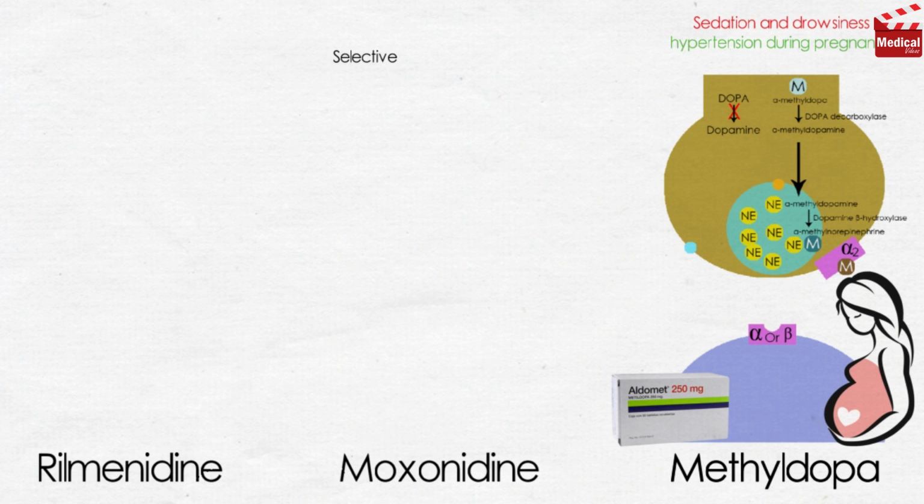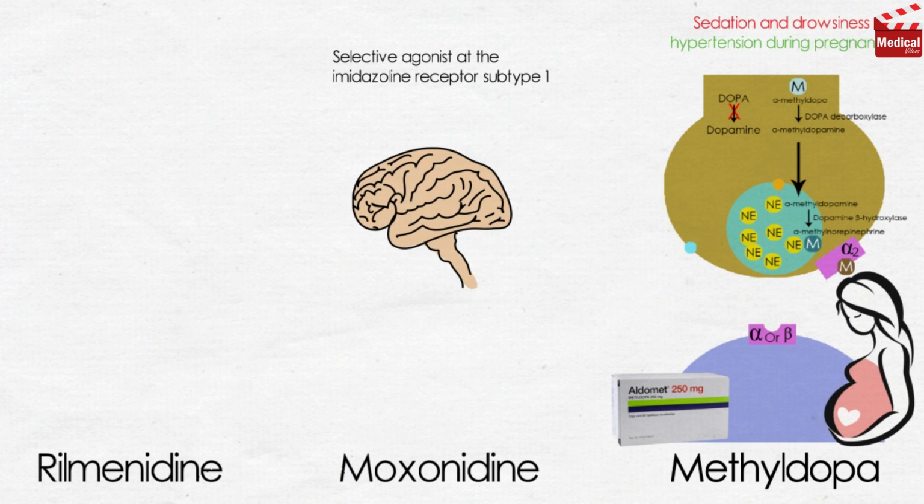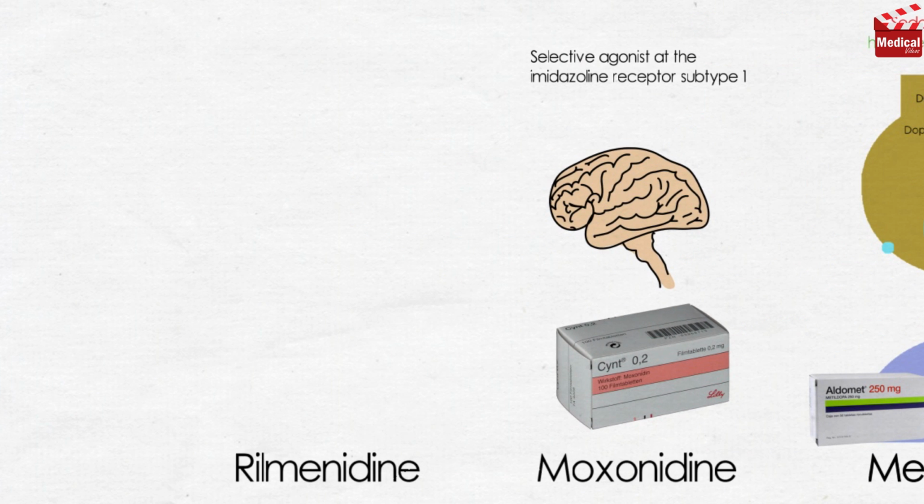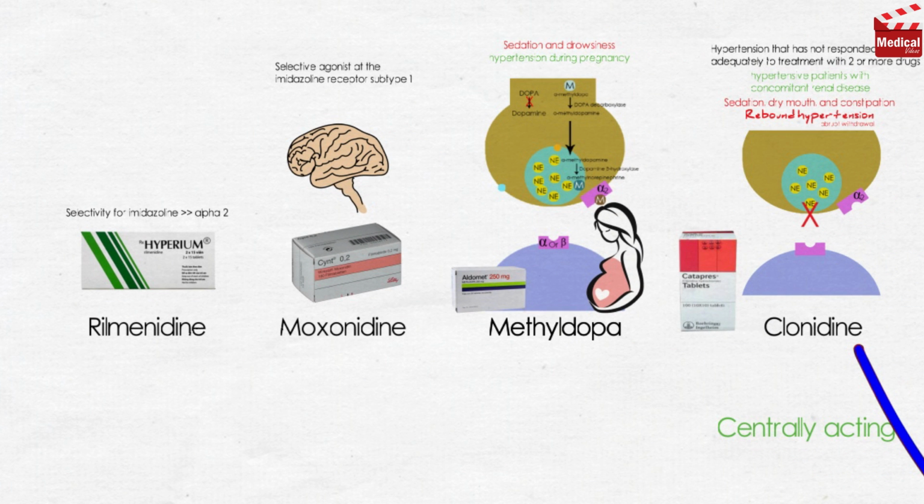Moxonidine is a selective agonist at the imidazoline receptor subtype 1. This receptor subtype is found in specific areas in the medulla oblongata. It therefore causes a decrease in sympathetic nervous system activity, and therefore a decrease in blood pressure. And the last agent in this category, Rilmenidine, shows greater selectivity for imidazoline receptors than for cerebral alpha-2 receptors. Side effects include dry mouth, sedation, fatigue and dizziness, but they are less pronounced with the newer generation.